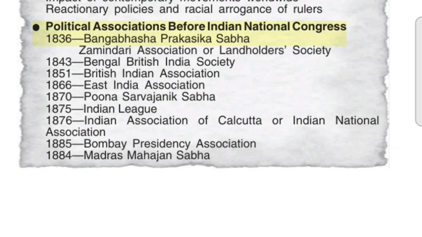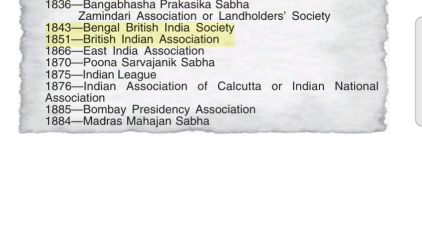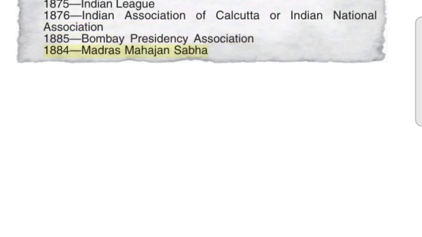Political associations before Indian National Congress: Bangabhasha Prakasika Sabha, 1836. Zamindari Association or Landholders Society, 1838. Bengal British India Society, 1843. British Indian Association, 1851. East India Association, 1866. Pune Sarvajanik Sabha, 1870. Indian League, 1875. Indian Association of Calcutta or Indian National Association, 1876. Bombay Presidency Association, 1885. Madras Mahajan Sabha, 1884.